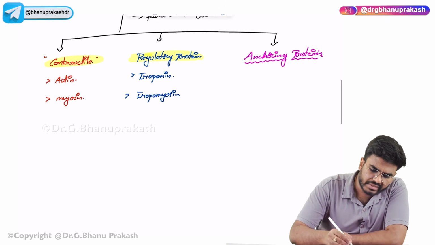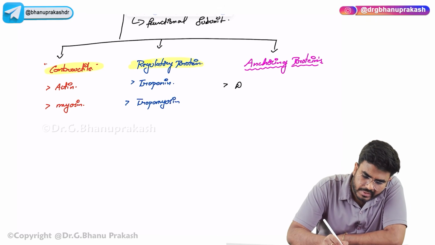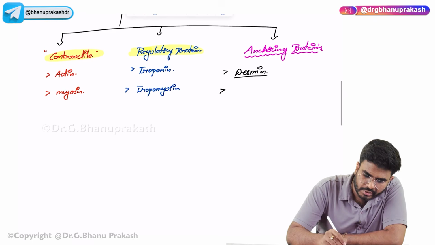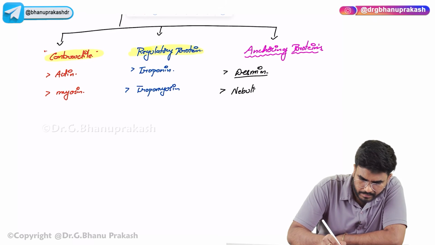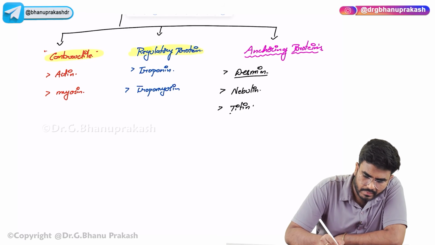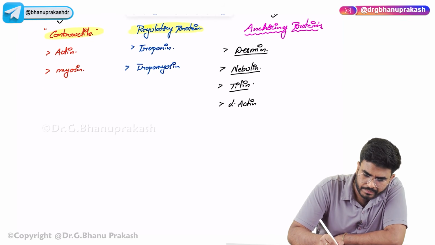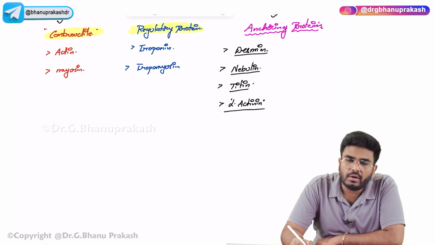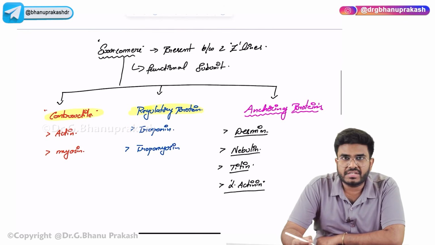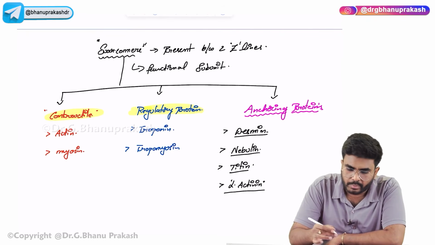Can you give us any examples of anchoring proteins, sir? Yes, there are anchoring proteins like desmin, nebulin, titin, alpha actinin, and so on. So these are the important anchoring proteins. Now, for a better understanding, let me show you what exactly is a sarcomere. In the sarcomere there are contractile proteins, regulatory proteins and anchoring proteins.